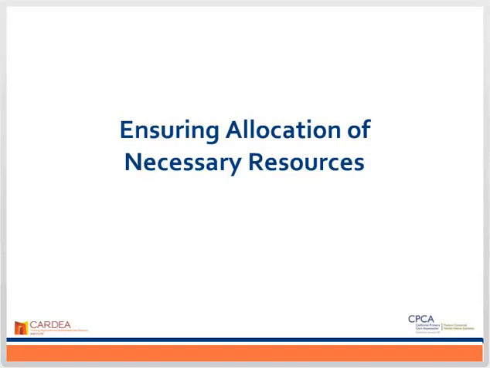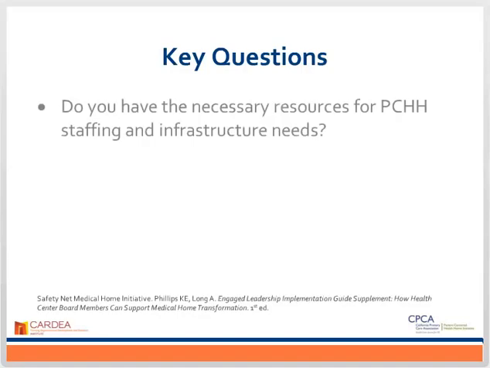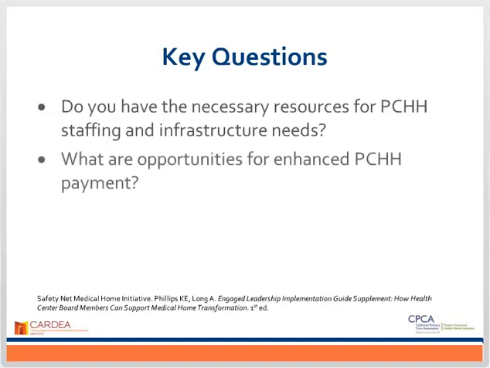Now that we've talked about ways to ensure that PCHH is integrated into the mission, vision, and values of the organization, let's talk about ways to address the board's third role, to ensure allocation of necessary resources. One of the key questions for you and the board to reflect on is, do you have the necessary resources for PCHH staffing and infrastructure needs? As we noted earlier, staff may need protected time for new responsibilities, and there may be a need for technology enhancements and upgrades. Another key question is, what are opportunities for PCHH payment?